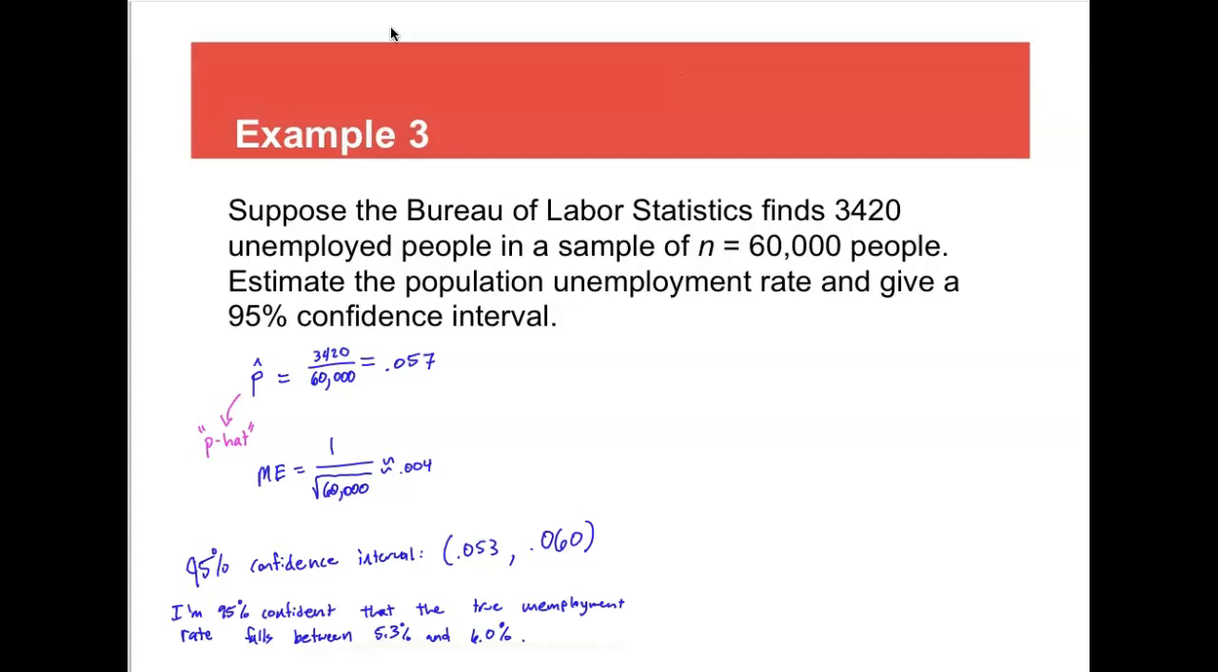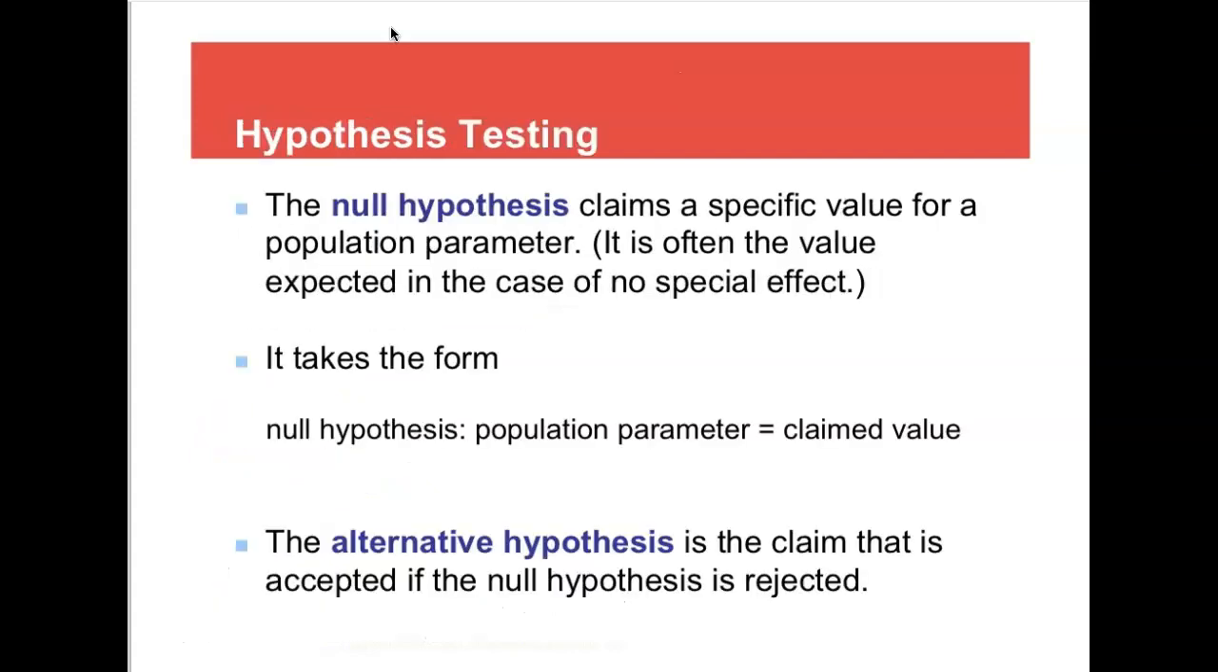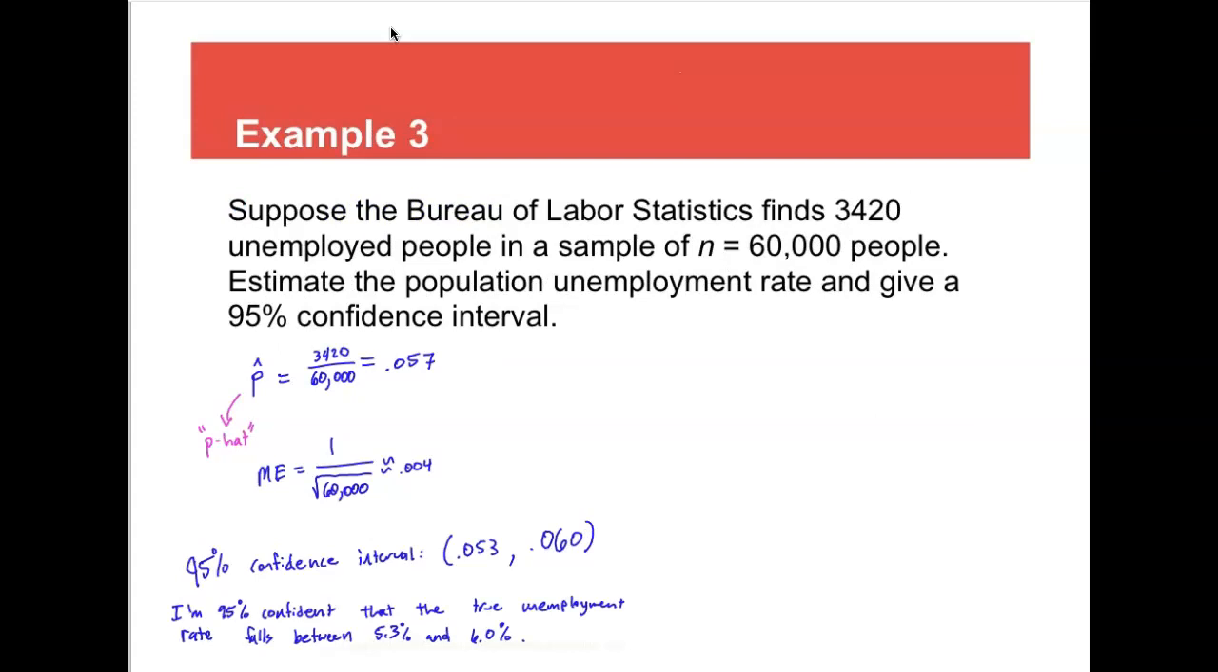So that's how we make a confidence interval. We start with our sample proportion, and then we add and subtract a margin of error, and that gives us an interval of plausible values of the true population proportion that we're looking for. Any questions on that? All right. So that's one type of statistical inference, finding an interval of plausible values.